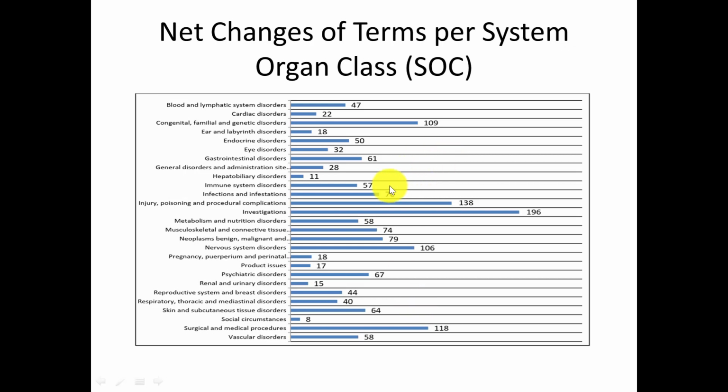This is a pictorial representation of the net changes of the terms per SOC. You can see, for example, in blood and lymphatic system disorders, 47 changes in the terms were made. In eye disorders, 32 changes were made. In product issues, 17 changes were made. This is just an example.